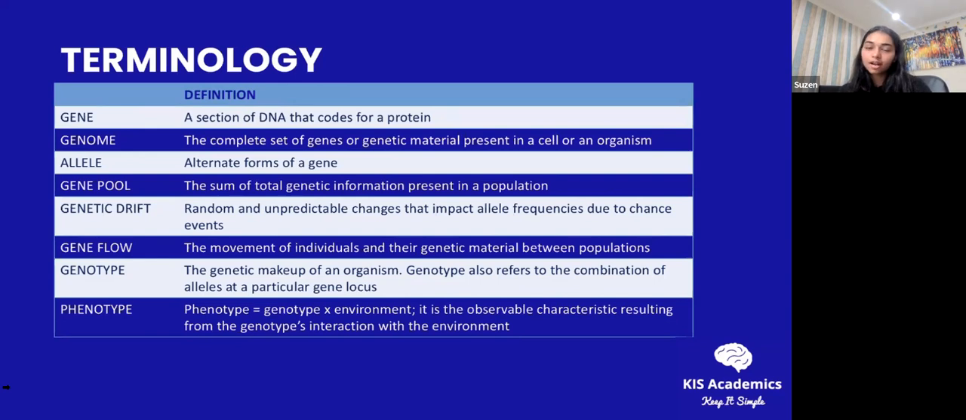So gene and genome are relevant once we look at what DNA is, once we actually start the Unit 3 content. And allele is just alternate forms of a gene. Gene pool refers to the total genetic information that's present in a population. Genetic drift is random and unpredictable changes that impact allele frequencies due to chance events. There are two types of chance events: one called the bottleneck effect, and one called the founder's effect.